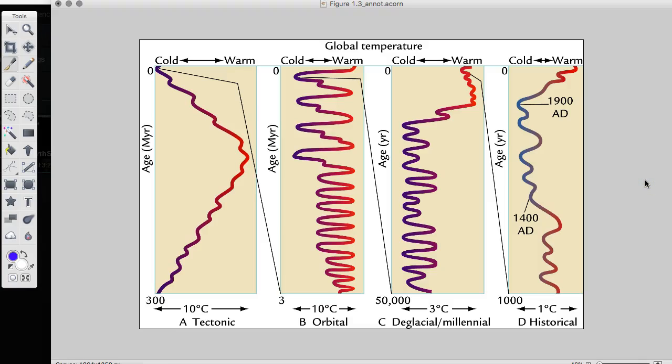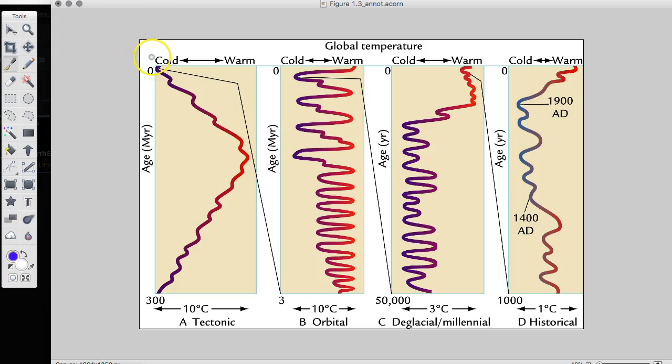All right, let's begin by looking at figure 1-3 in your textbook. This is on page 7, and the title on it is Timescales of Climate Change. And you'll see that this is an expanded scale.